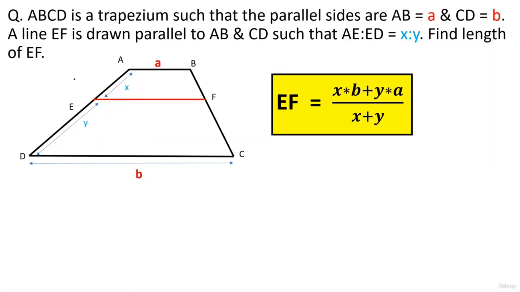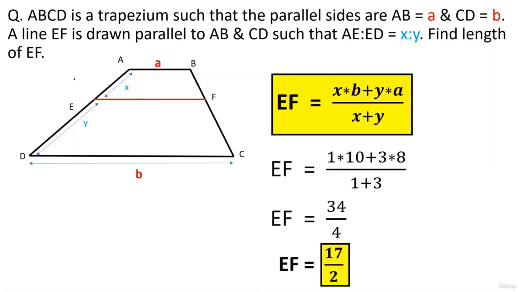You can also prove it using area. Take the area of ABEF, the area of EFCD and the area of ABCD. The area of ABFE plus the area of EFCD should give the entire area of the trapezium. From that you will get this rule. So you can just plug in the values here. Now you have the answer 17 by 2 in a jiffy.